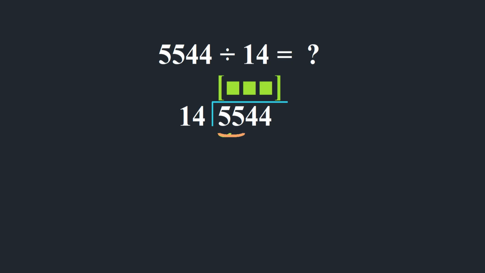How many 14 are in 55? The answer is 3. Now multiply 3 by 14, which gives us 42. Draw a line and subtract 55 minus 42, which leaves us with 13. Now we bring down the next digit 4, and this makes our new number 134.